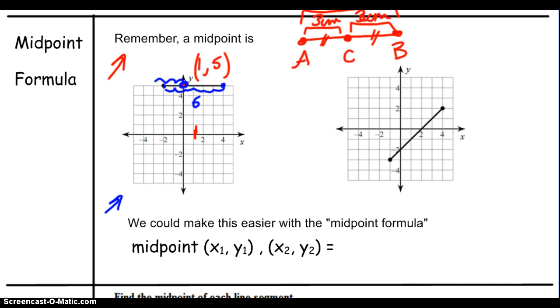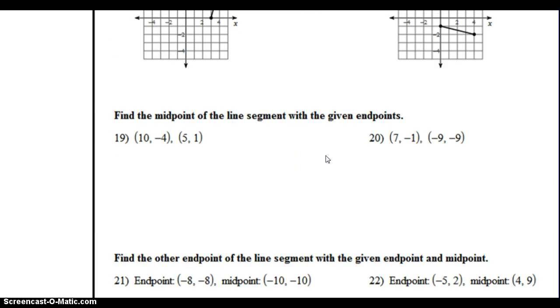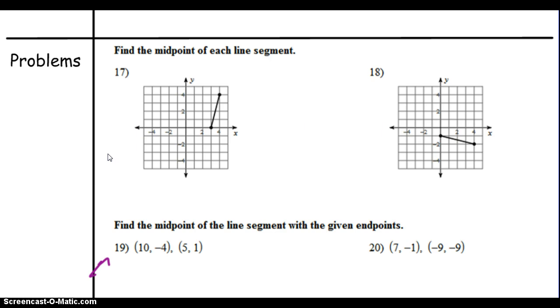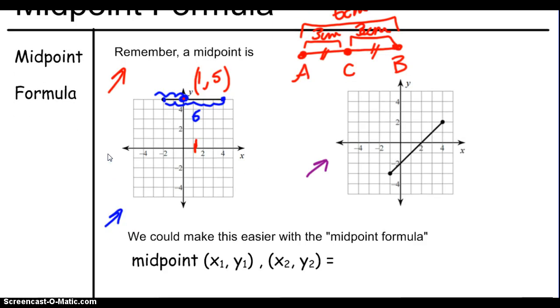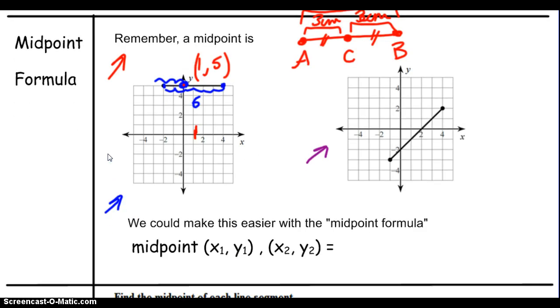Now, the thing is that sometimes it's hard to find the midpoint if you don't have a graph. And if we look at some of the problems below, something like 19 and 20, there's no graph with those. So we're going to have to figure out a way to look at this without using a graph. And here's what you can do. Find the coordinates of the two endpoints. So the coordinate of this is going to be (-1, -3). And the coordinate of this endpoint is going to be (4, 2).